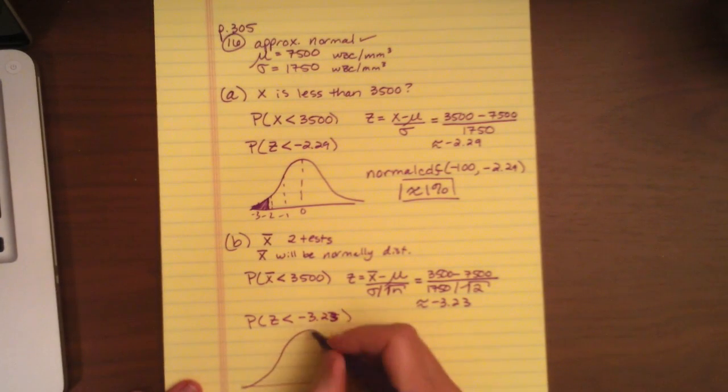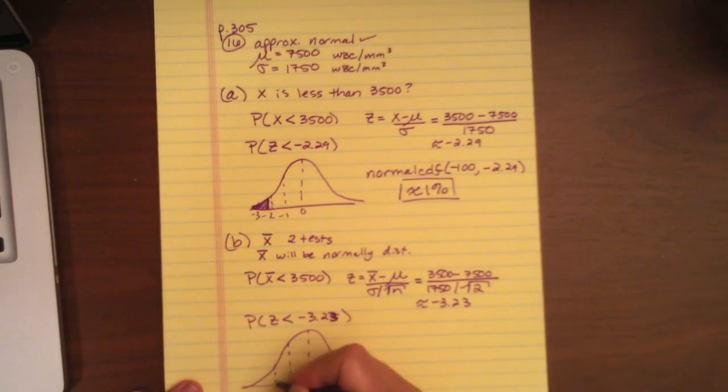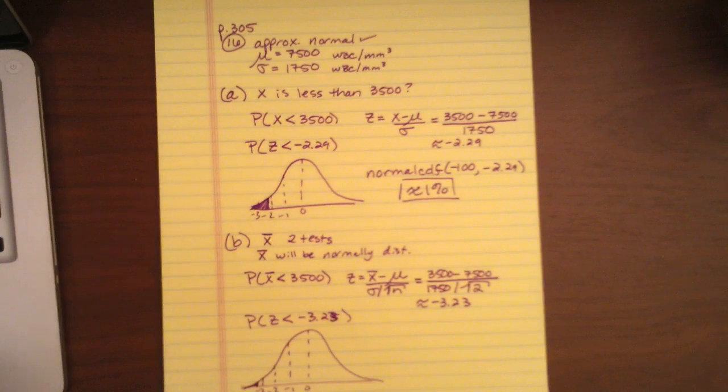And notice we're going even further out into the tail this time. So we had 0, negative 1, negative 2, negative 3. We're actually out beyond negative 3. We're expecting this to be an even smaller probability than we got last time. So it should come in at less than 1%, since that's what we got last time, was a 1% probability.